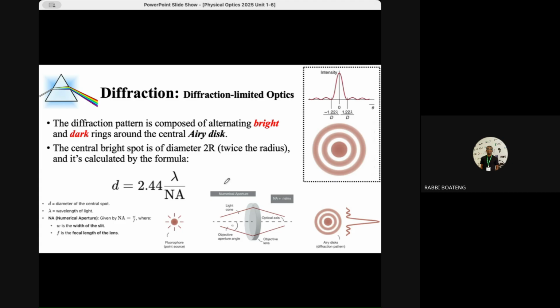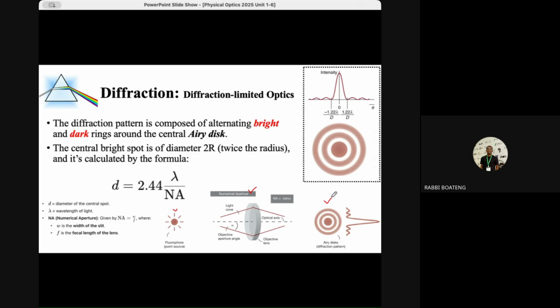Is that okay? And when you're talking about numerical aperture, you're talking about the width of the slit and the focal length of the lens. So supposing we have a light source here, and here is our small opening. That is our lens here, and the lens here is very dependent on the numerical aperture. Anytime light passes through the lens, you will still get this Airy disk situation.